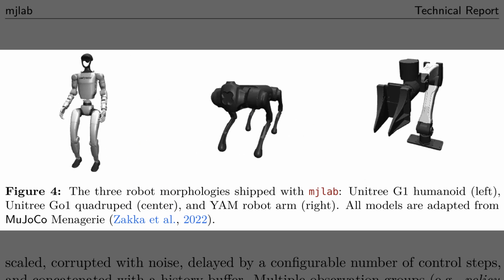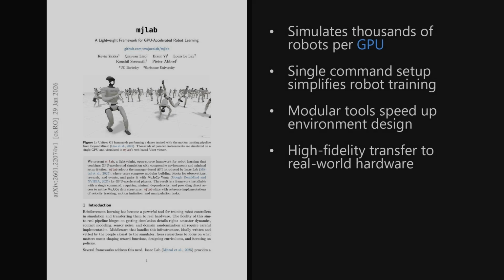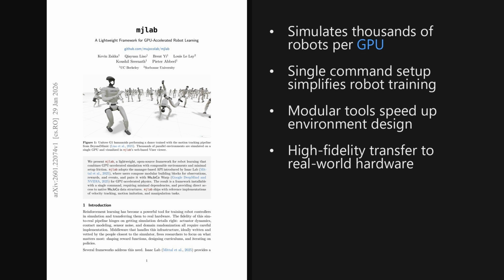Well, Figure 3 set the stage with terrains, and now Figure 4 introduces the actors. This image displays the 3 reference robot morphologies that ship directly with mjlab. On the left stands the Unitree G1 humanoid, designed for testing bipedal locomotion. The center shows the Unitree Go1 quadruped, which serves as a robust baseline for stability on rough ground. Finally, the YAM robot arm on the right demonstrates that the framework handles stationary manipulation tasks just as effectively as mobile robotics.